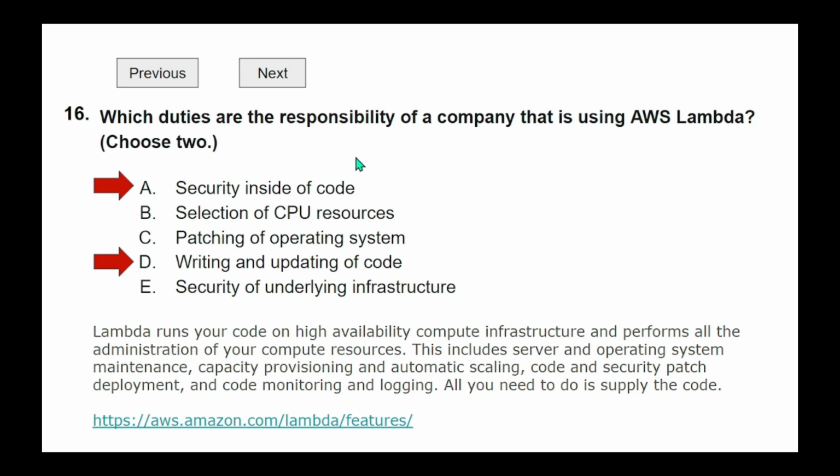Lambda runs your code on high availability compute infrastructure and performs all the administration of your compute resources. This includes server and operating system maintenance, capacity provisioning and automatic scaling, code and security patch deployment, code monitoring and logging also. All you need to do is supply the code or write the code.